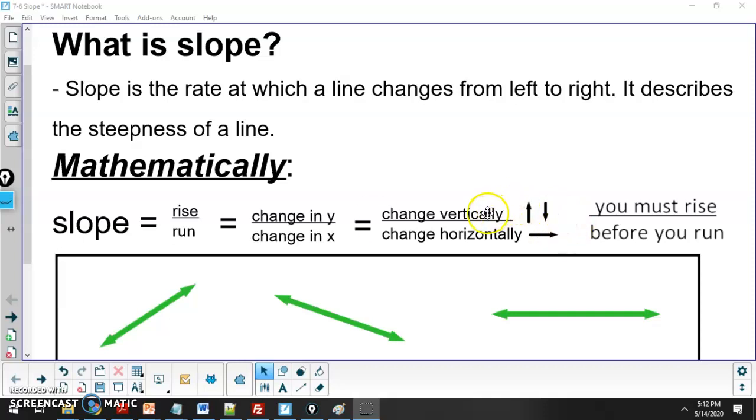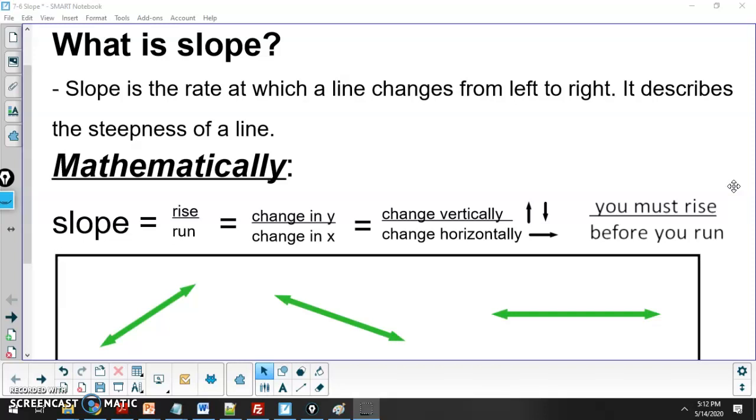And the y variable makes the line go up and down vertically. The x variable makes it go left and right horizontally. And remember this little phrase because it is often mixed up. You must rise before you run.